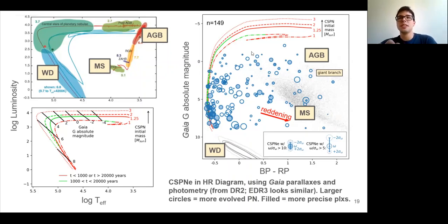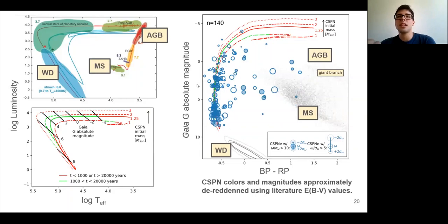So the first thing to note is that I think it validates much of the selection. The stars that we've selected clearly lie separate from the main sequence, and they're quite well explained by the theoretical tracks plus the effects of extinction, which smear them downwards and to the right. The other interesting thing is that the more evolved planetary nebulae, the larger circles, appear further along the tracks, at a lower Gaia absolute magnitude.